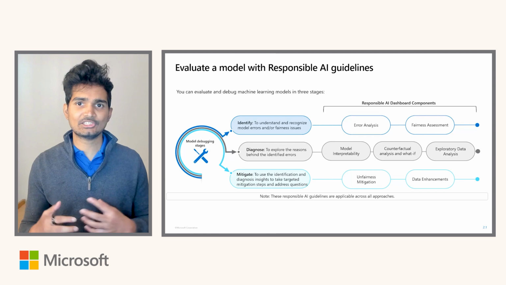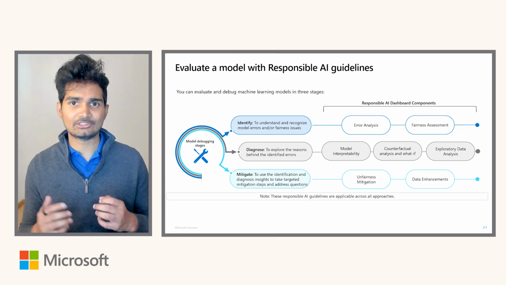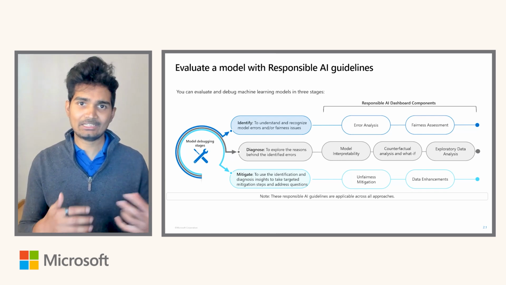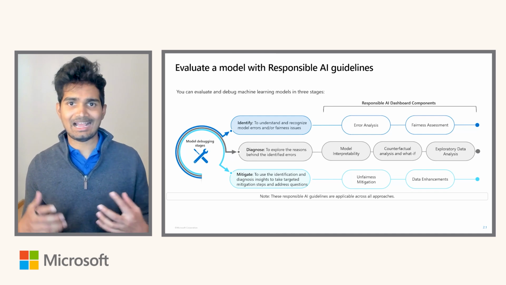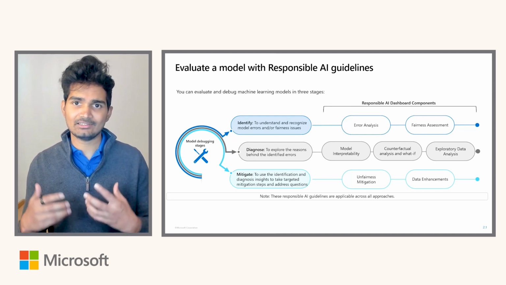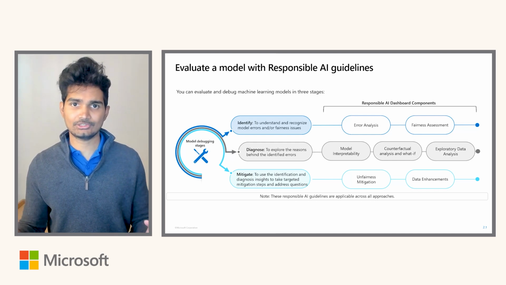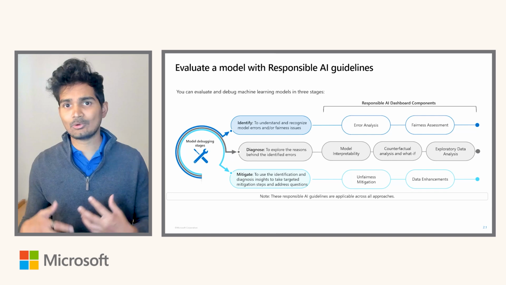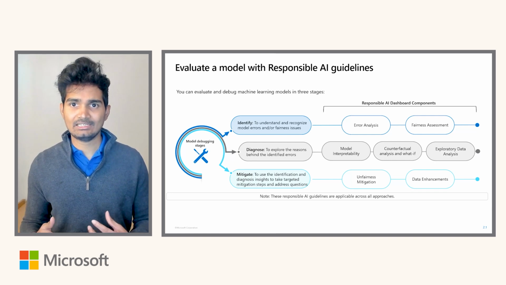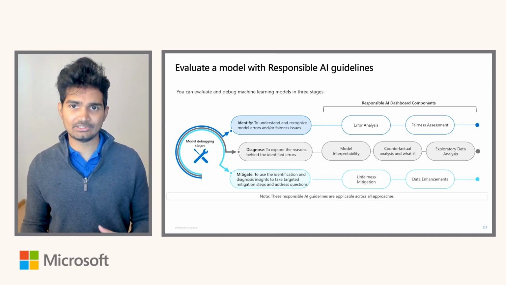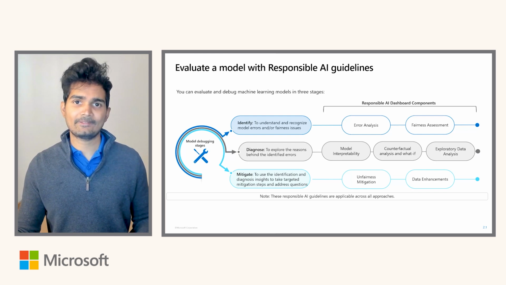Understand the 3 stages of model debugging to ensure your models perform accurately and fairly. Identify. Understand and recognize errors. Detect model errors and fairness issues. Diagnose. Explore the causes of errors. Investigate the underlying reasons for the identified errors.